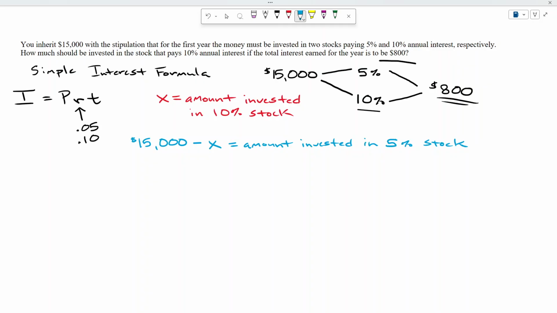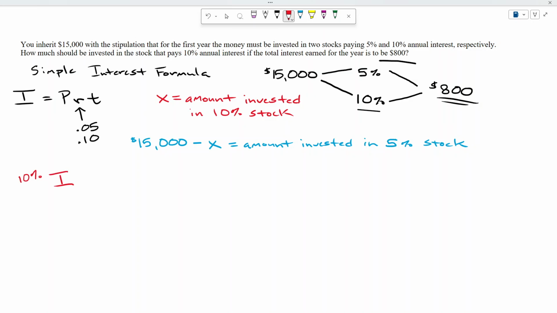So now, kind of like we saw with the last one, we have this also in terms of x. So now let's get our equation set up. And just so it's more clear to see, I'm first going to break it up so that we can visualize it better. So that's our 10% account.